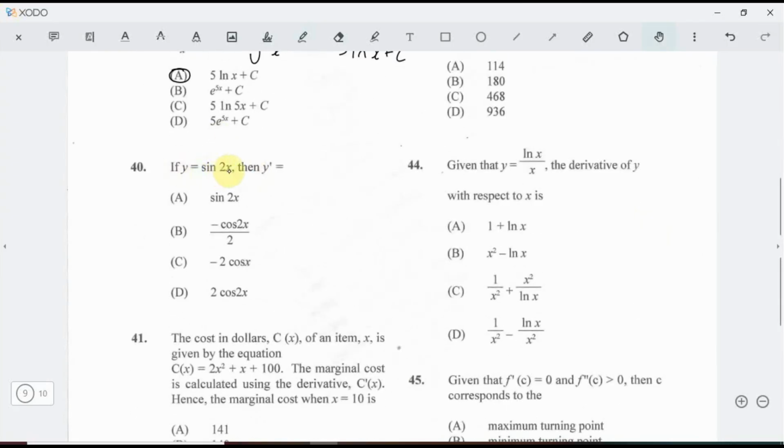Question 40. y equals sine 2x. Then y prime is dy by dx. In other words, when you differentiate sine, what you get is cosine 2x, but then you multiply it by the derivative of the 2x, which is 2. So it's 2 cosine 2x. Very easy.